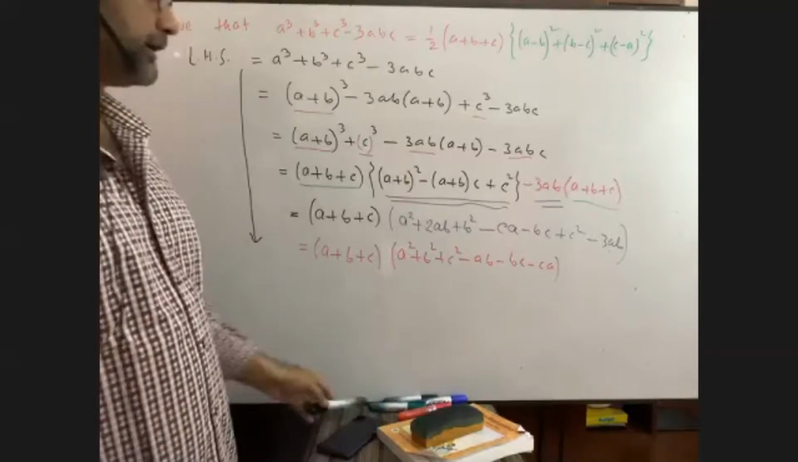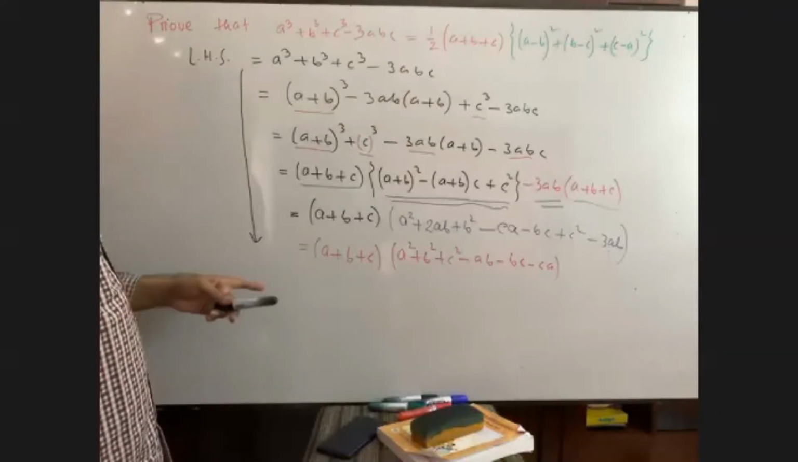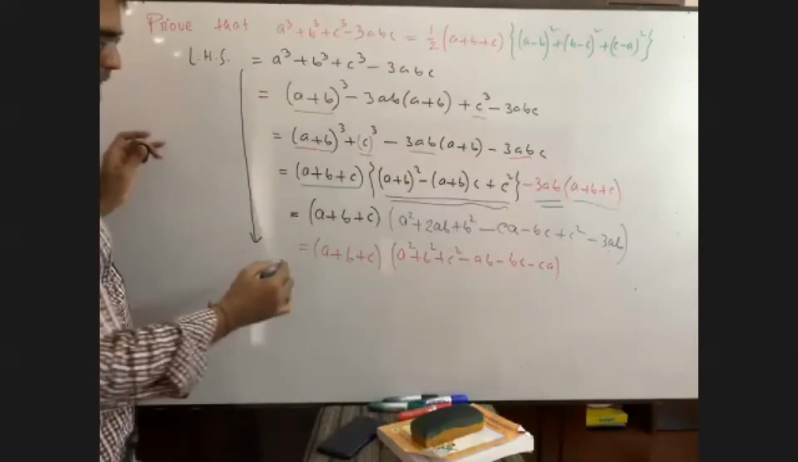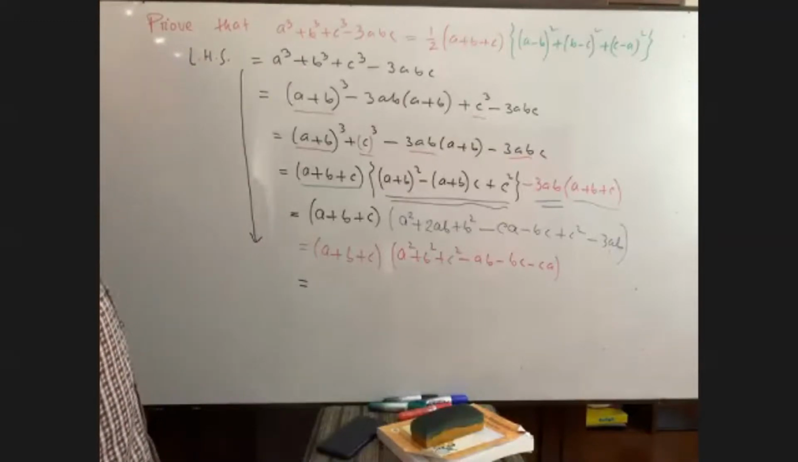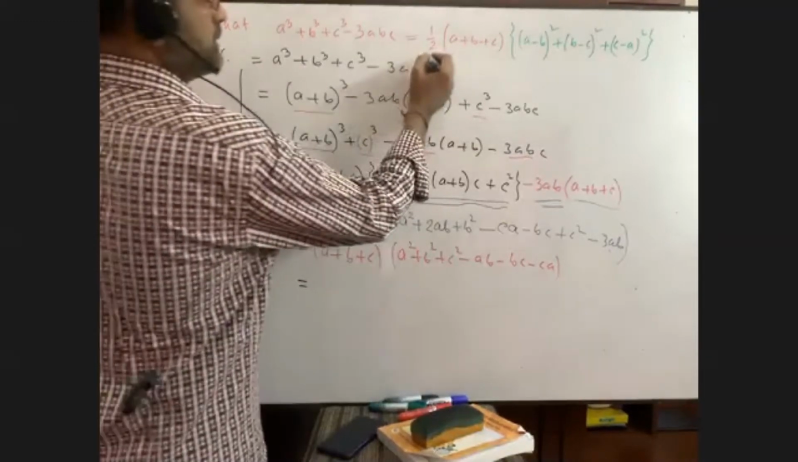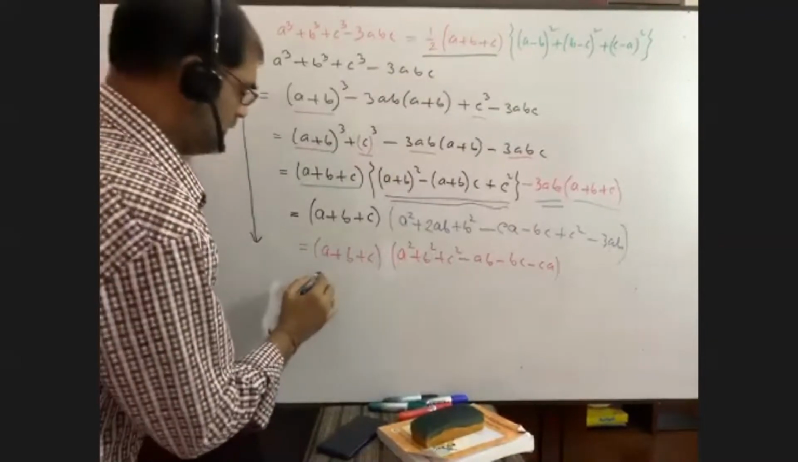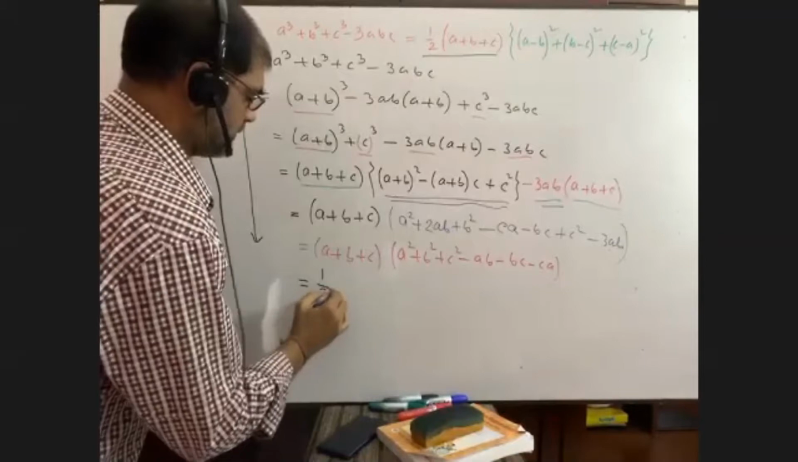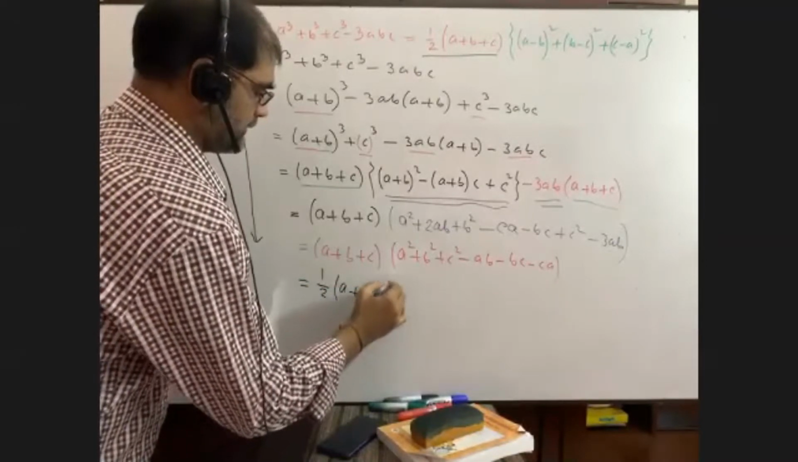I think you have copied it, right? After that, you write down is equal to what is in the right hand side. You see, there is half A plus B plus C. Well, I am going to take half A plus B plus C. Anything wrong?